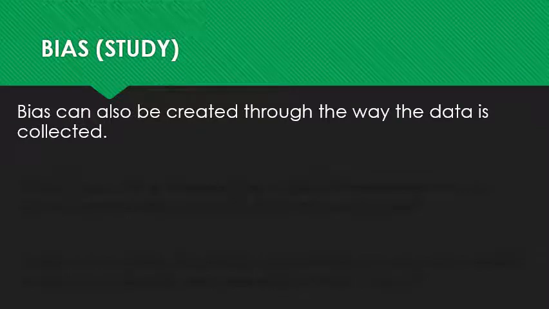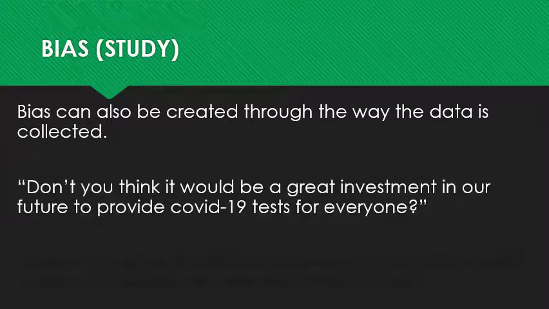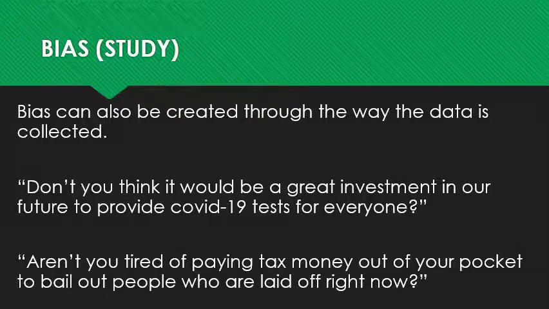Bias can also be created through the way the data is collected. For example, if you did a survey question that said, don't you think it would be a great investment in our future to provide COVID-19 tests for everyone? Versus, aren't you tired of paying tax money out of your pocket to bail out people who are laid off right now? See, these survey questions are biased in the way they're presenting the question. So you have to make sure that when you create a survey question, you don't make a question that obviously is leaning towards one opinion, right?